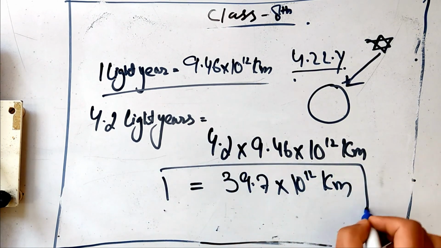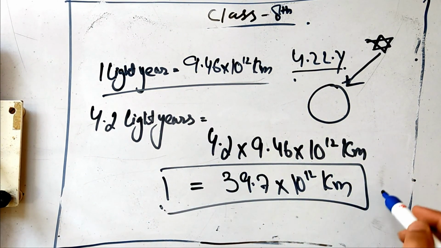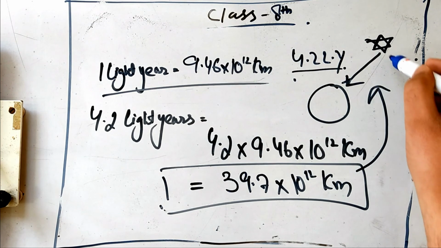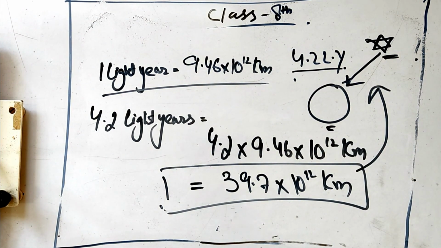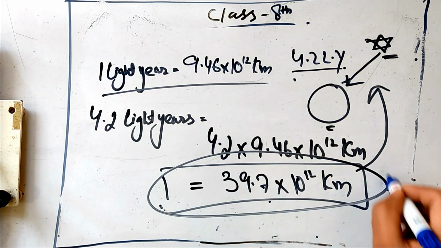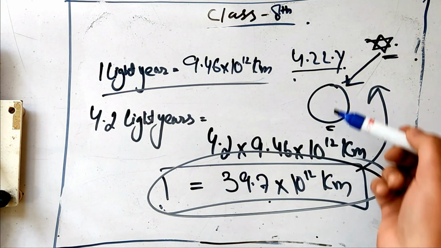So it's a pretty simple numerical. Here we found the distance between Alpha Centauri and the Earth, which is equal to 39.7 multiplied by 10 raised power 12 kilometers.